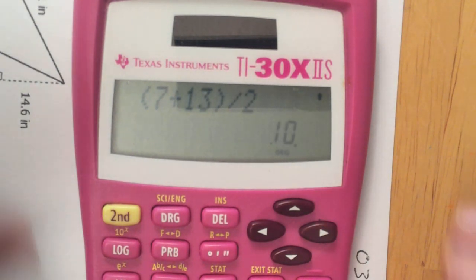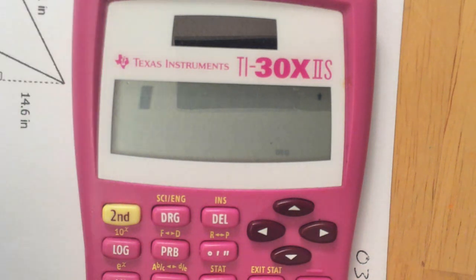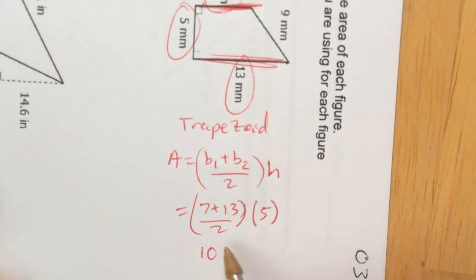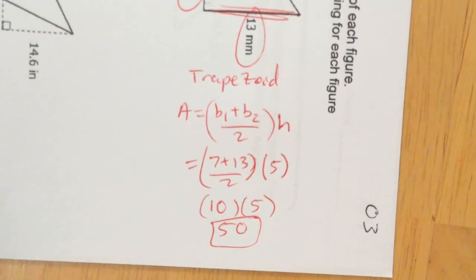See the difference? So this is wrong. This is right. Wrong, right. So 7 plus 13 equals 20. Now divide by 2 and we get 10. So make sure that you're doing that correctly. Okay, times the 5 and you get 50. And that is your final answer.